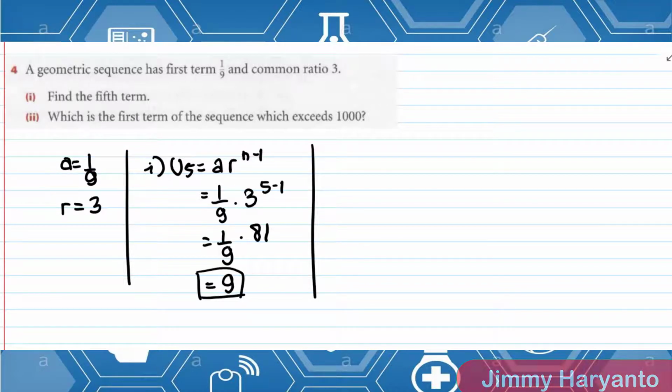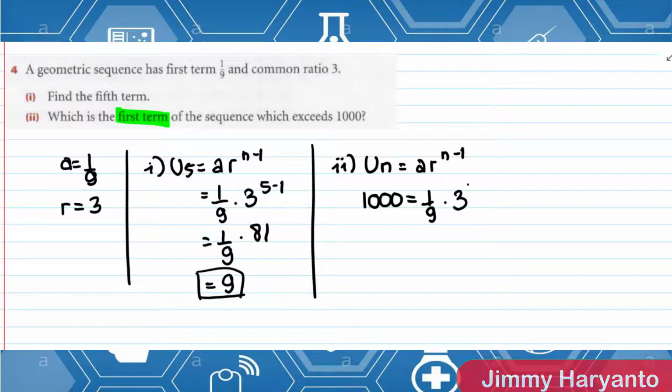And then the next is, which is the first term of the sequence which exceeds 1000? Yeah, exceeds 1000. And the question wants us to find the term, not the sum. So we let un equals a r to the power of n minus 1 exceeds 1000. That means we have to pass 1000, right? So I will let un equal 1000 first, equals 1 over 9 times 3 to the power of n minus 1.